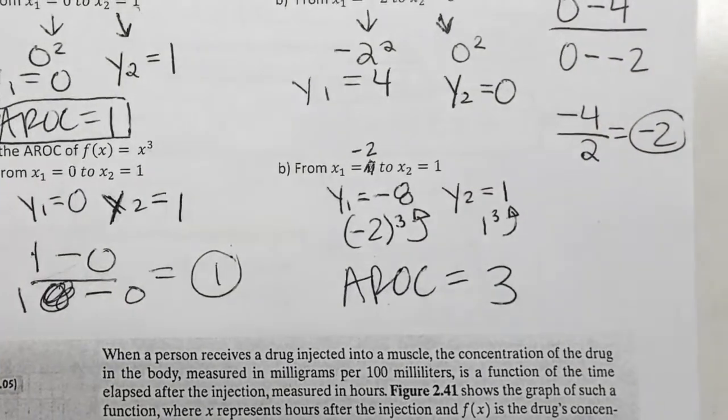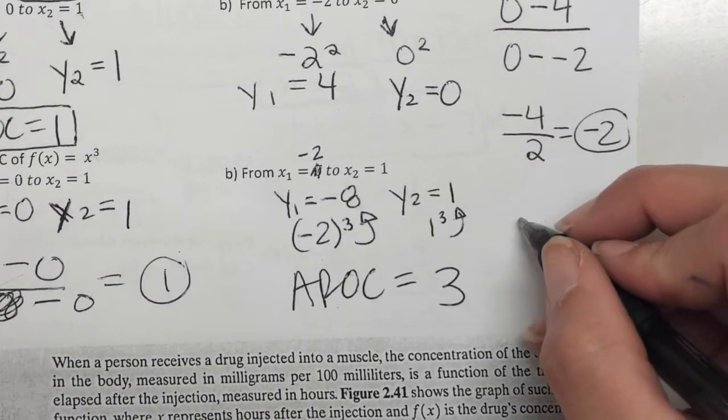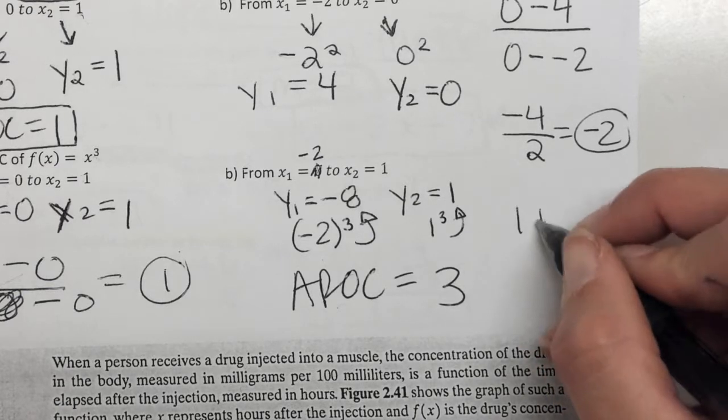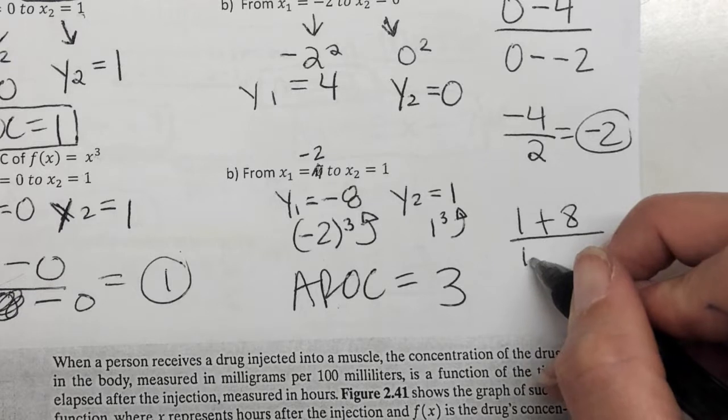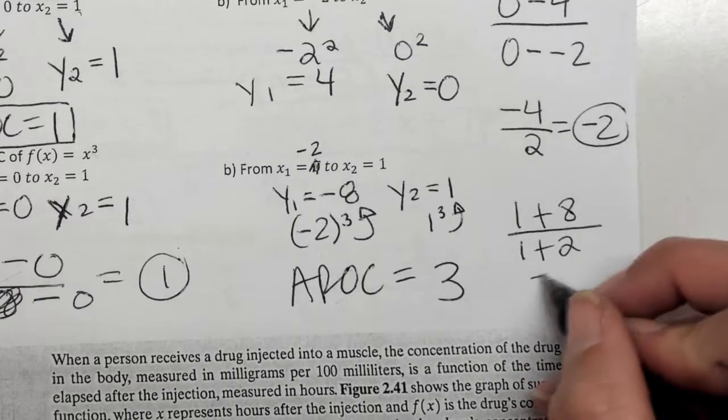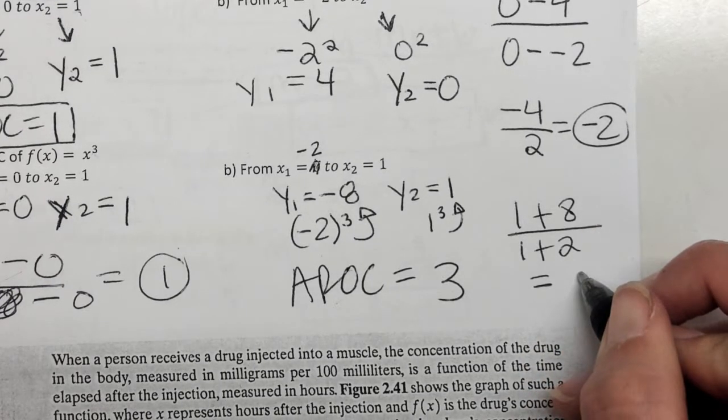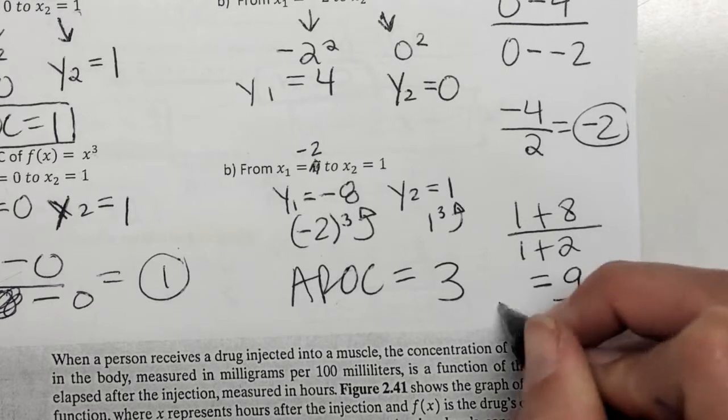Alright, and then tell me how you set it up. I did 1 plus 8 with the negative and minus 1 plus 2 on the bottom. Good. And so that gave you what on top? 9. And on bottom? 3. Good.